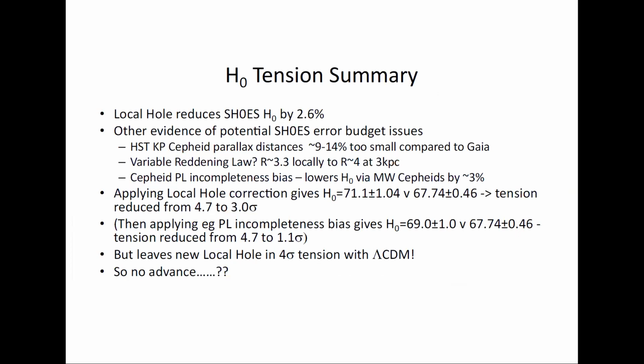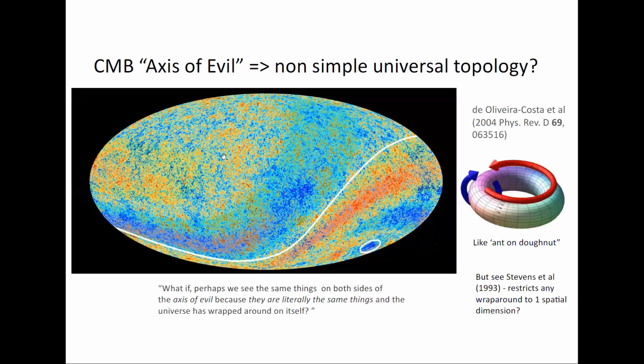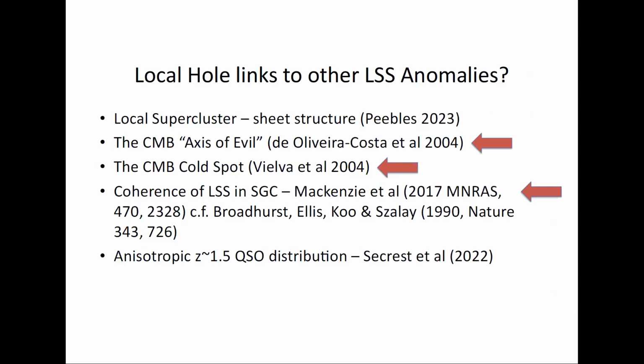So the bottom line here is that applying the local hole correction, that's the only one I'm going to apply, takes you down from H0 to 73 with Adam, down to 71. So that takes you from a 4.7 sigma H0 tension with Planck just down to 3.0 sigma. And if you applied any of these others, then you would get an even better agreement between Planck and H0.